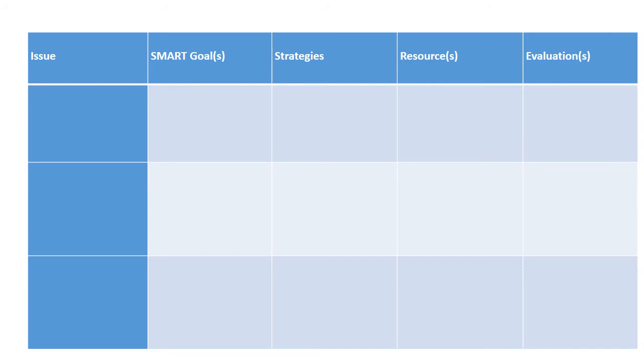I have created an alignment table for you, and it's part of this week's assignment. Let's take a look at it. You'll notice running across the top there are labels: issue, SMART goals, strategies, resources, and evaluations. There are 3 rows below these headers. Each of the rows represents one of the 3 issues. So you would put this first issue, teacher motivation, in the first row in the dark blue box, for example, and you would continue with the second issue, which is student achievement, and then the third issue.